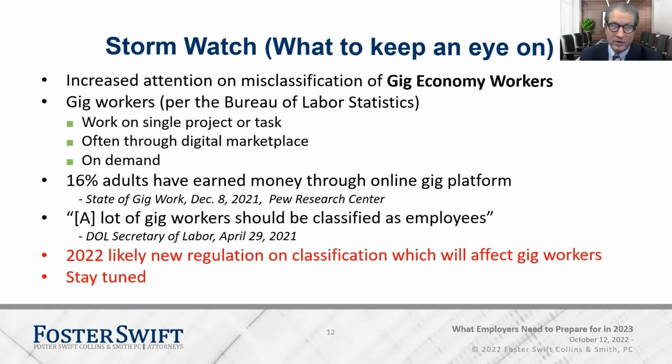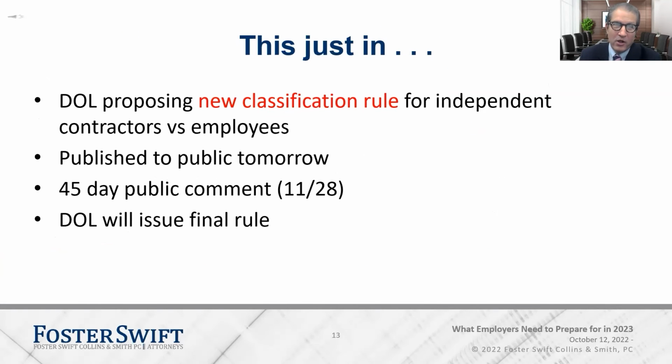Well, this just in, the DOL yesterday announced that it's proposing a new classification rule for independent contractors versus employees. It's going to be officially published tomorrow. That's going to be followed by a 45-day public comment period. And then we expect at that point the DOL will either issue the rule as is, or it might alter the proposed rule depending on what kind of feedback they get during this public comment period.